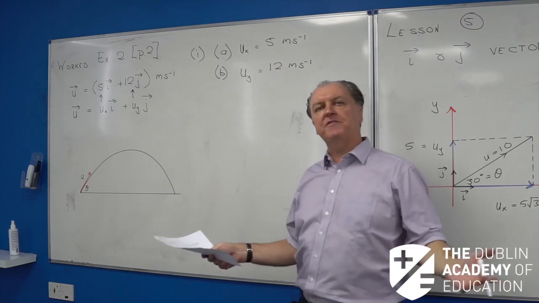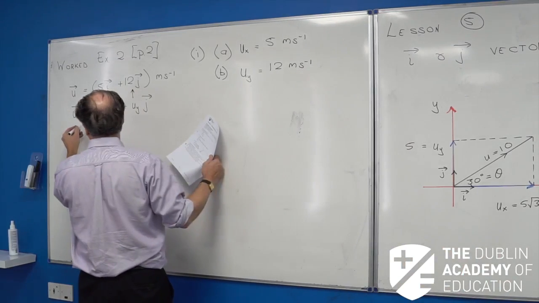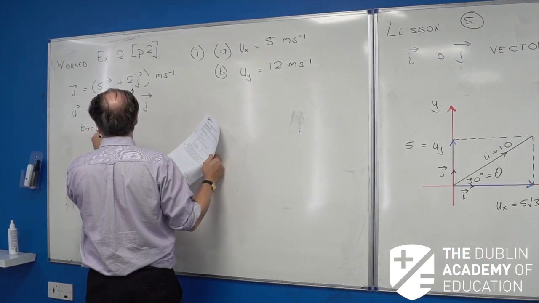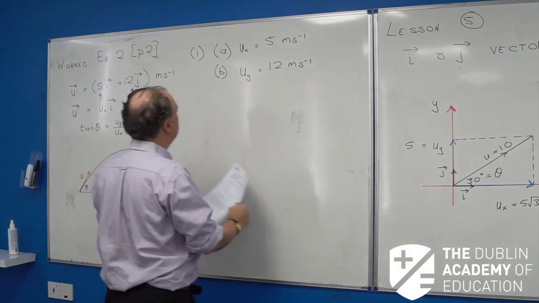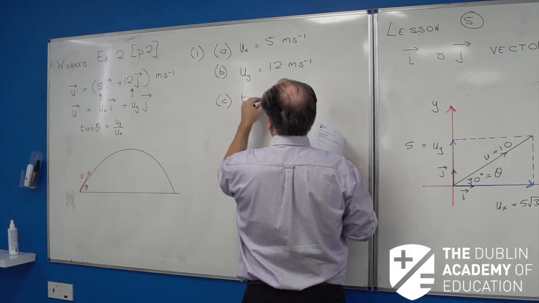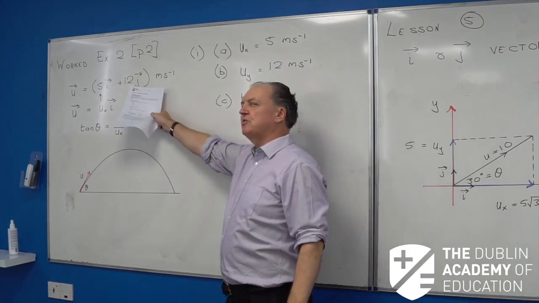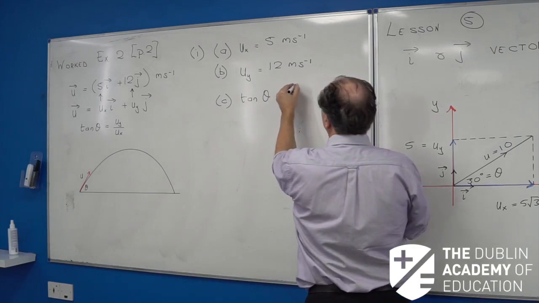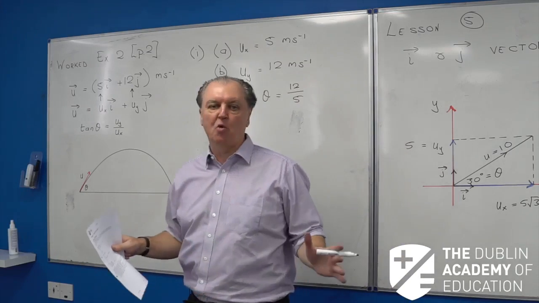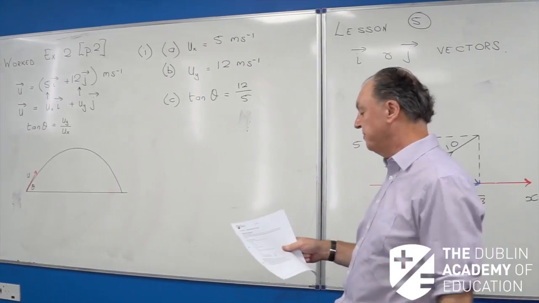And they're also asking me to find tan theta. And we know that tan theta is equal to uy divided by ux. So in part C, tan theta is equal to uy, that's 12, divided by ux, that's 5. So that's part 1, which is straightforward enough once you understand what's going on with i and j vectors.